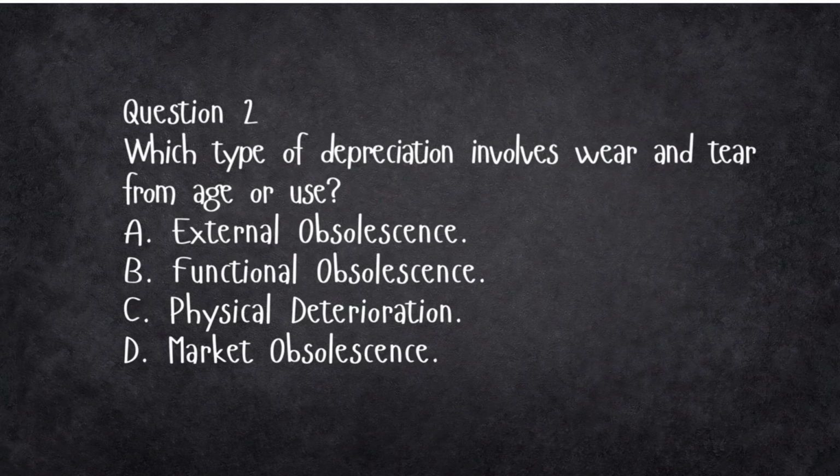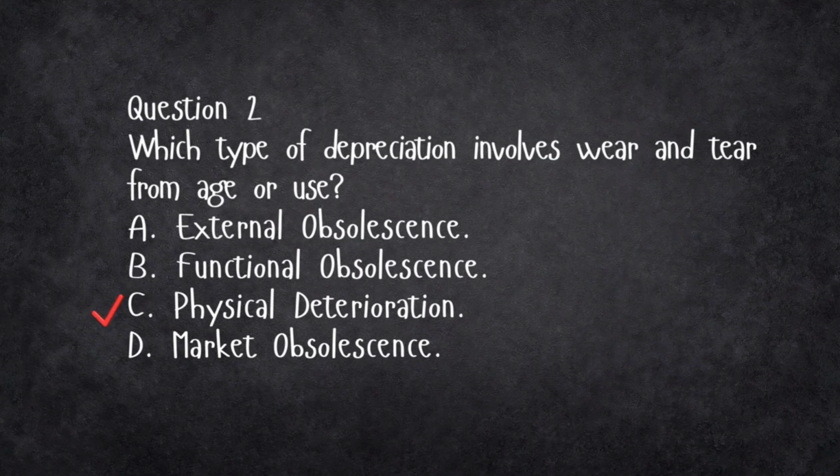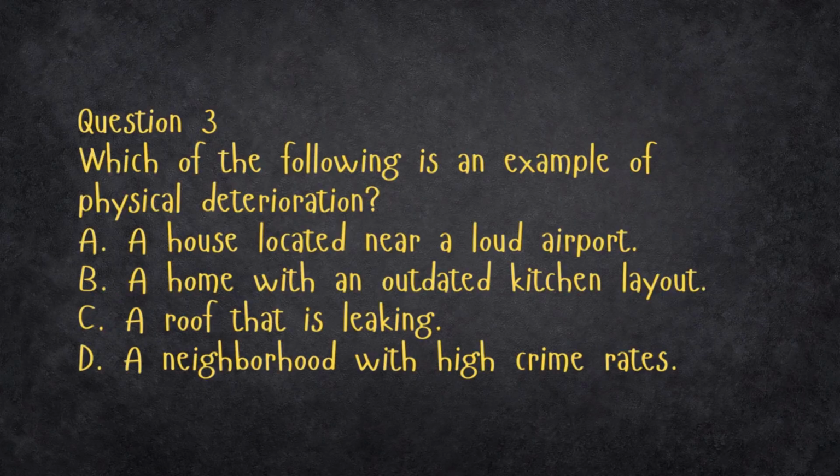Question 2. Which type of depreciation involves wear and tear from age or use? A. External obsolescence. B. Functional obsolescence. C. Physical deterioration. D. Market obsolescence. The answer is C. Physical deterioration. Question 3. Which of the following is an example of physical deterioration? A. A house located near a loud airport. B. A home with an outdated kitchen layout. C. A roof that is leaking. D. A neighborhood with high crime rates. The answer is C. A roof that is leaking.